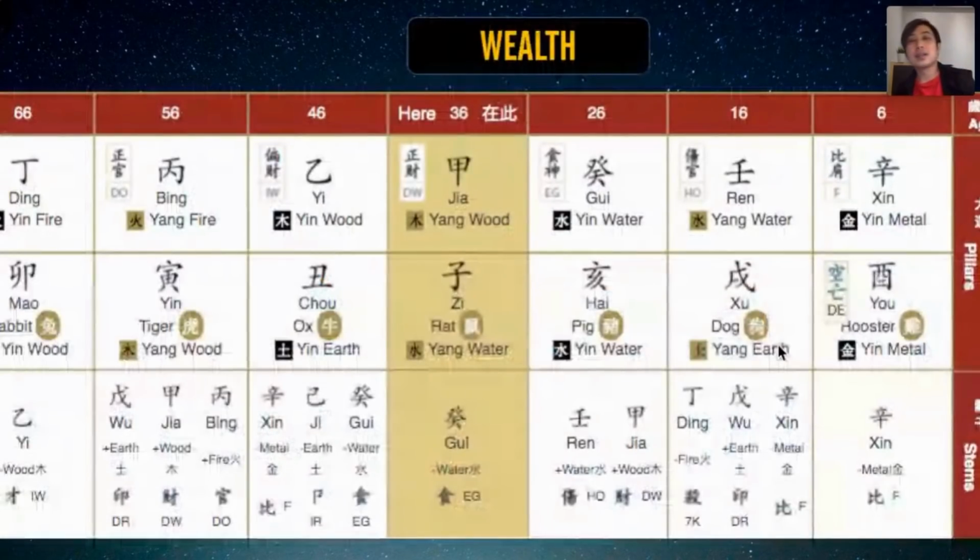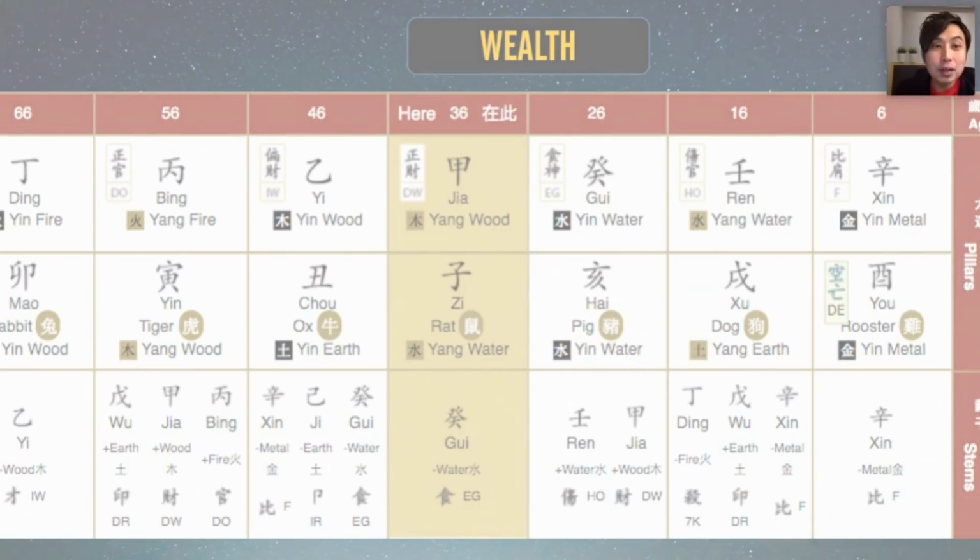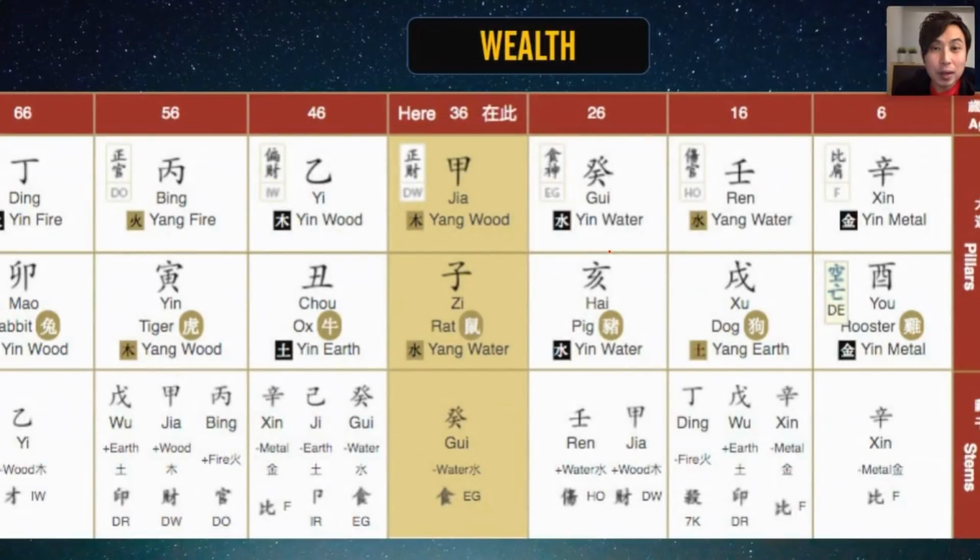One thing a lot of people ask is, am I going through a wealth luck or not? Some of you are very new and want to know whether you go through a wealth luck. It's very simple. When you're talking about wealth in BaZi study, there are 2 elements you want to pay attention to. One is IW, indirect wealth, and another one is DW, direct wealth. Only these 2.